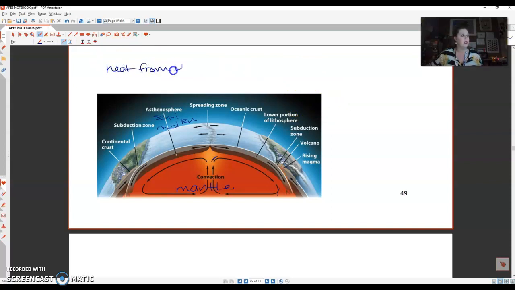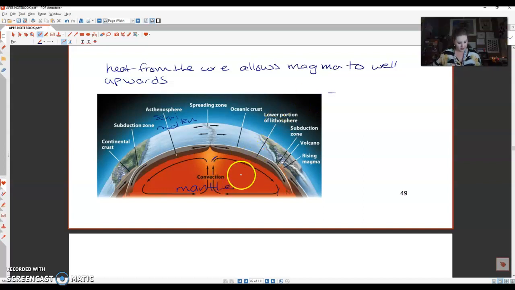So heat from the core allows magma to well upwards. Okay? So it picks up heat towards the core and rises up towards the surface. All right, so as the magma rises, it cools off because it's losing energy. So as magma rises towards the crust, it cools down.